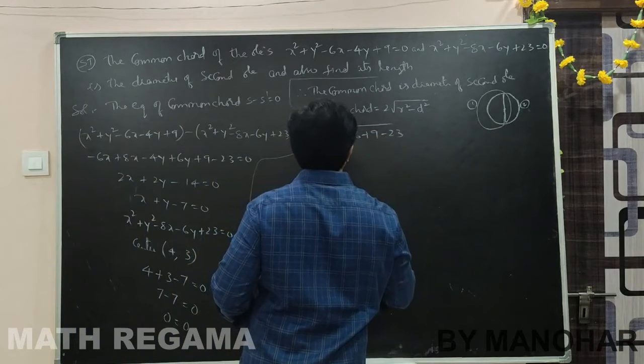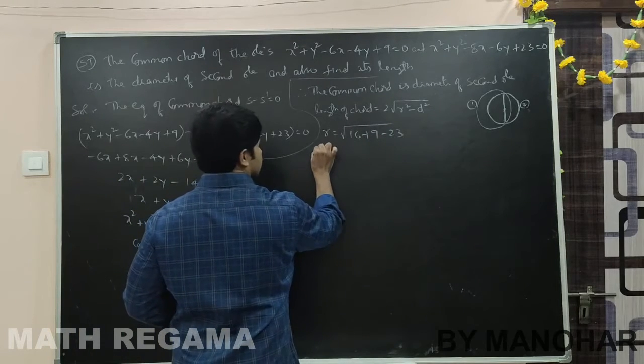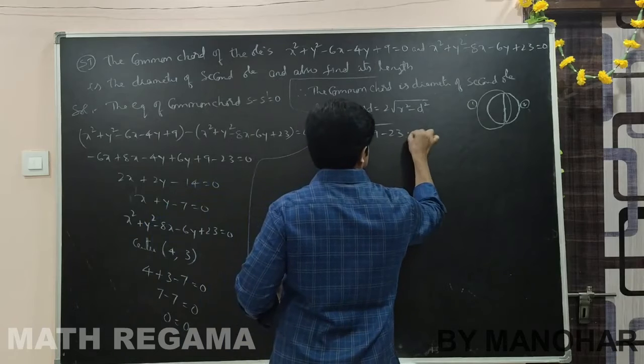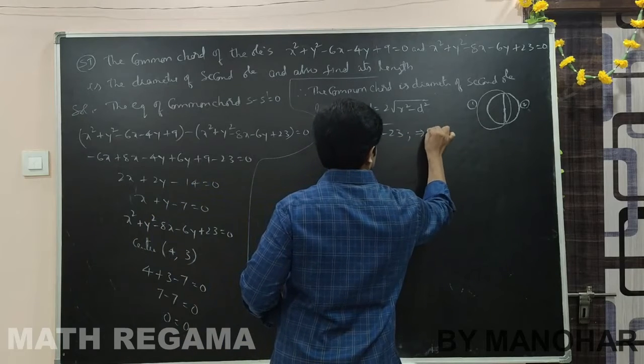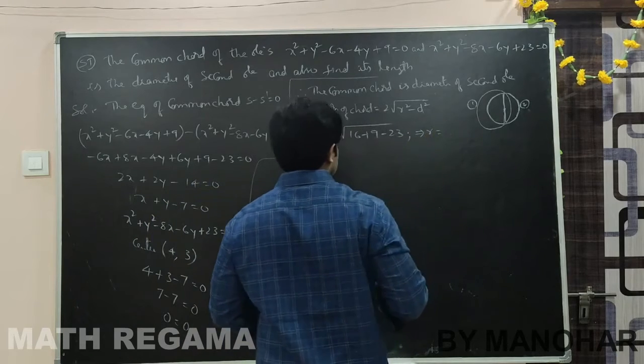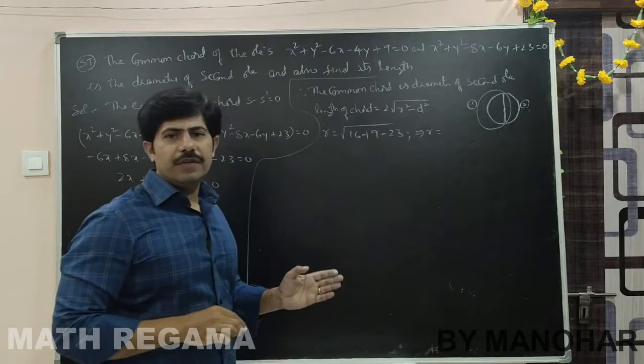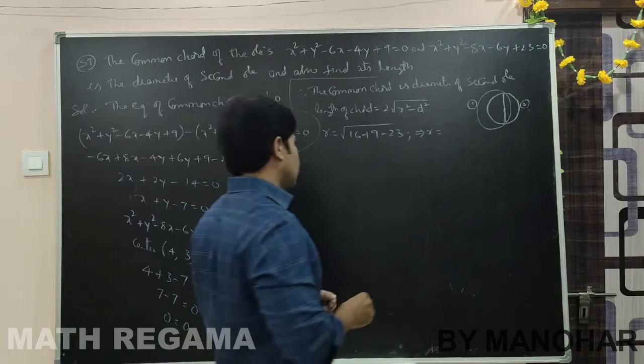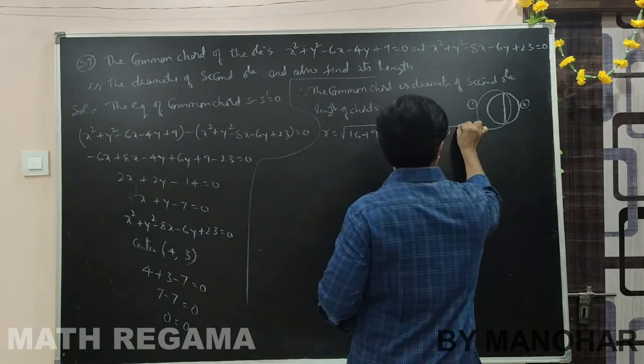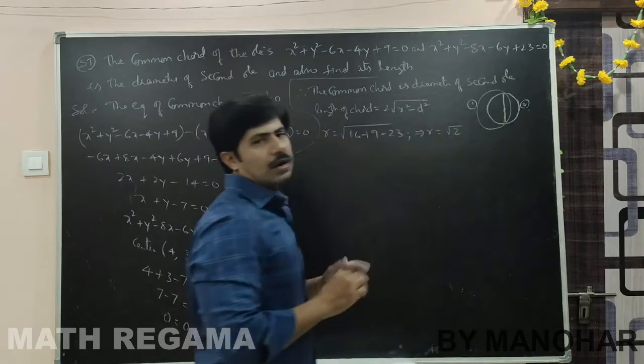So what is R value we are getting? So R is nothing but this. R is nothing but 16 plus 9, 25. 25 minus 23 is 2. So R value is under root of 2. So we got R value.